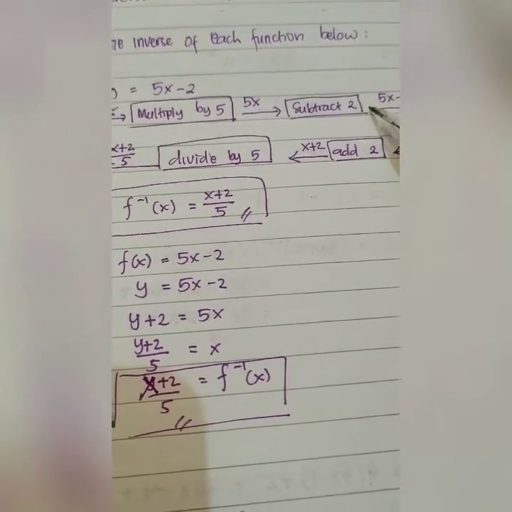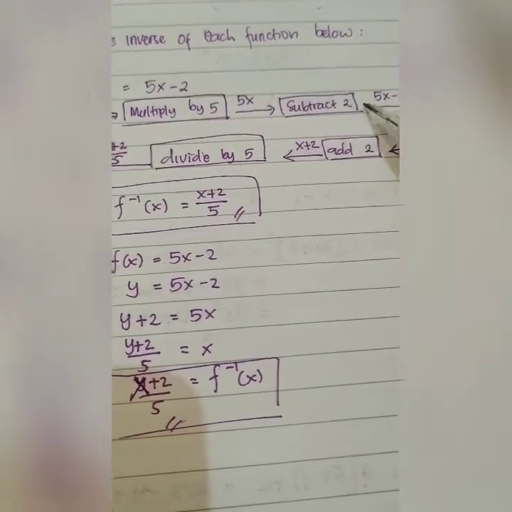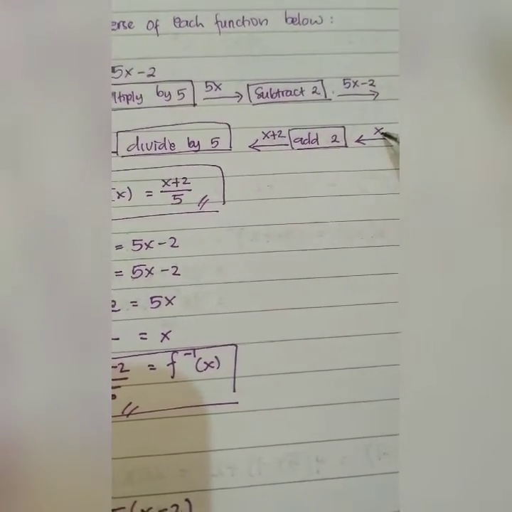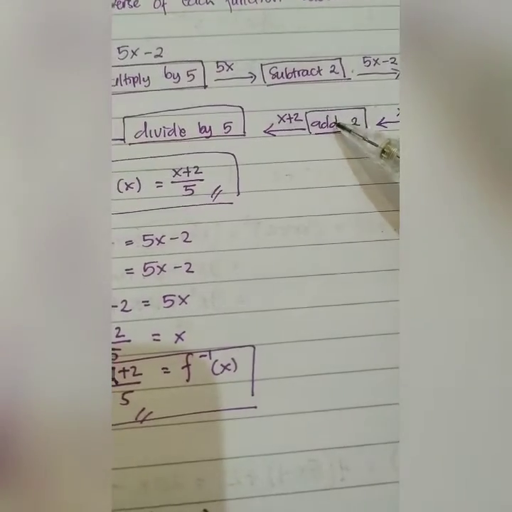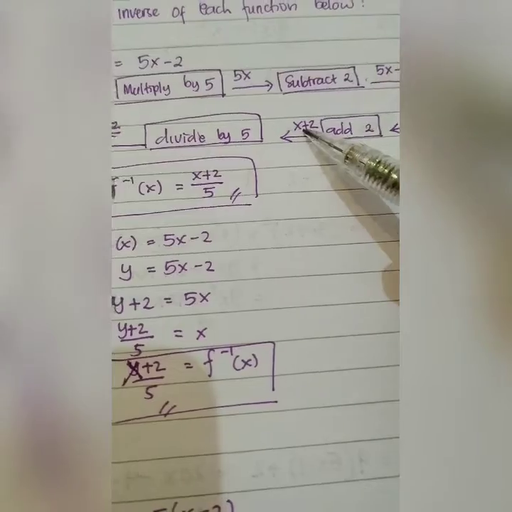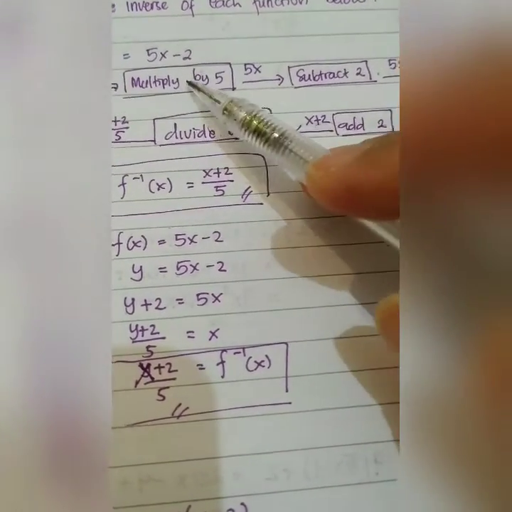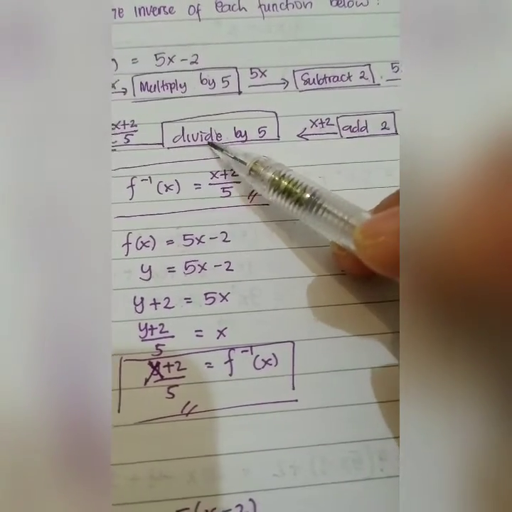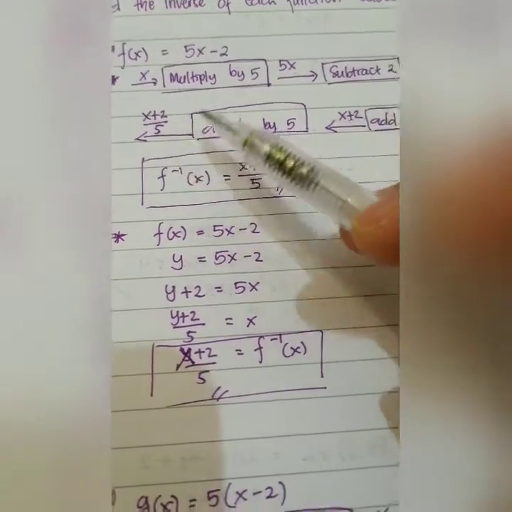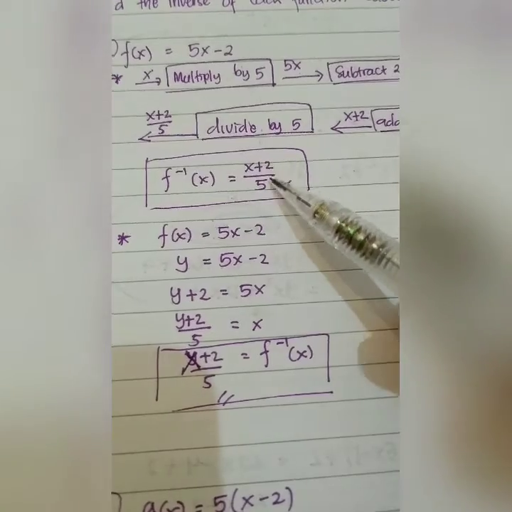But for finding the inverse function, you start on the right side with x. Here it is subtract, so the inverse is add, the opposite, so add 2, and we get x plus 2. Then here it is multiply, so here we divide, because multiply and divide are opposites, so divide by 5. We get x plus 2 over 5. So the inverse function of f is x plus 2 over 5.